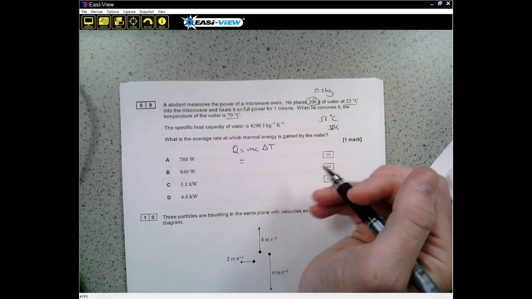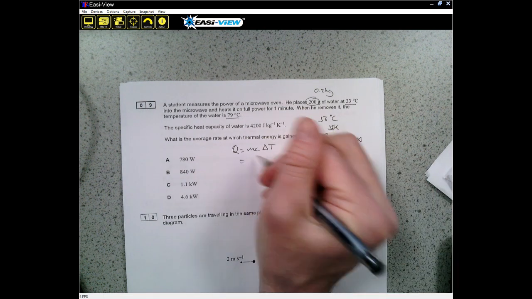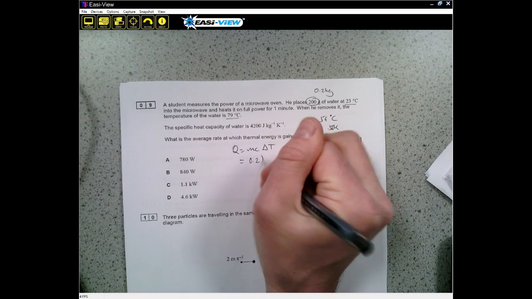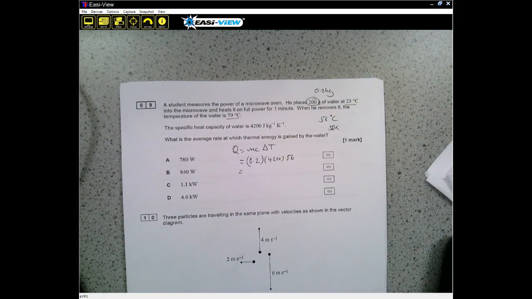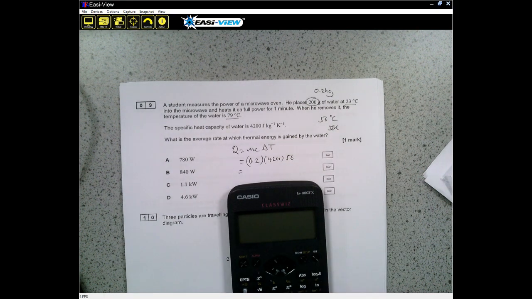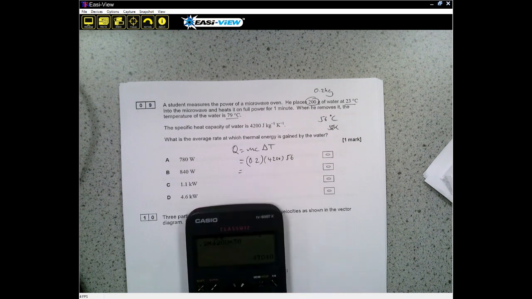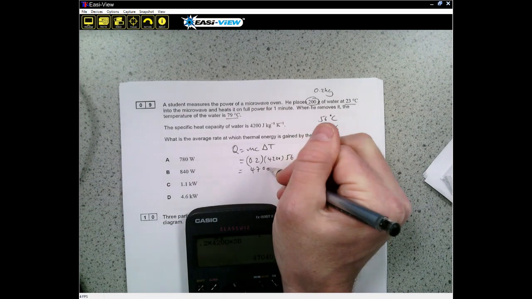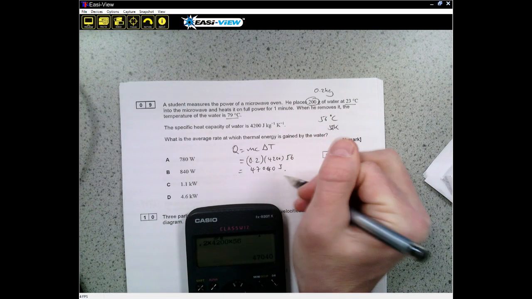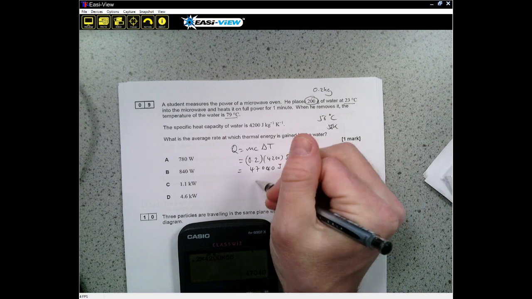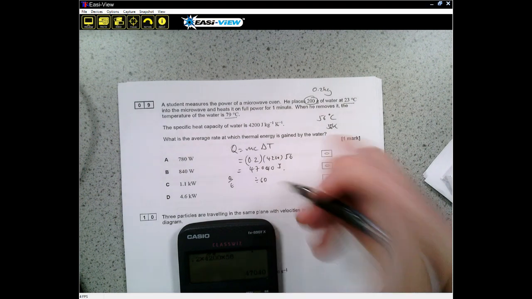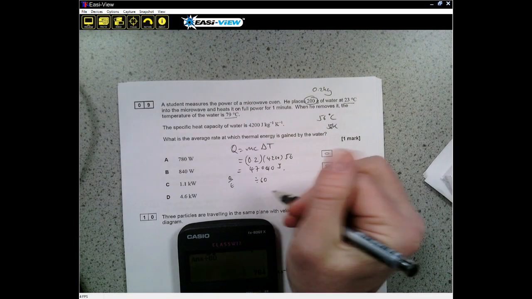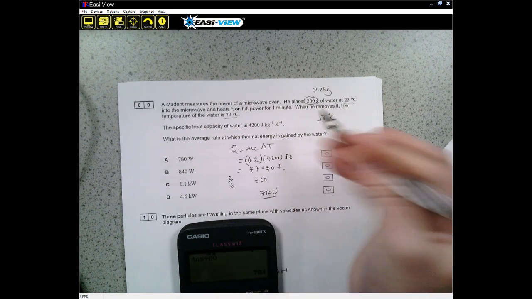So the total energy required to do that is the M, which is 0.2, the C, which is 4,200 because it's water, and then times by 56, so that's temperature difference. So we can multiply those together. So 0.2 times 4,200 times 56 gives us 47,040 joules, but then that happens in a minute. So the average power, if I divide that by 60, so Q over T, that divided by 60 will give me 784 watts, which is A.